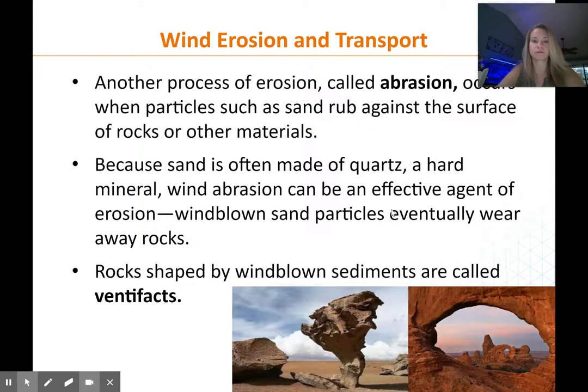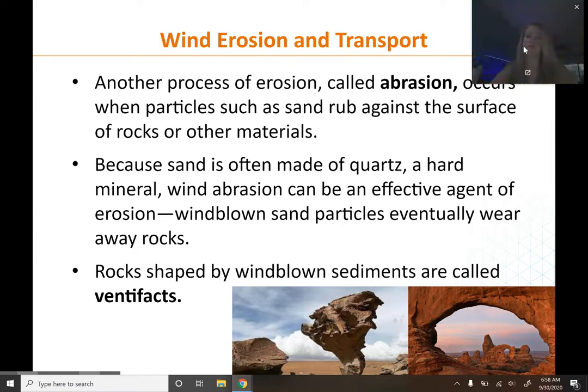All right, so another process is called abrasion. Abrasion is when you've got particles scrubbing onto other particles, so scratching it basically. If we think of wind in the desert, we've got lots of wind blowing sand around, and sand is really scratchy, really abrasive, kind of like sandpaper. Mix that with sandstone, which is very common in the desert, and we get really unique, cool structures forming. Those structures are called ventifacts.